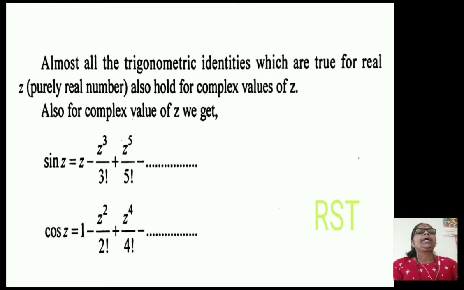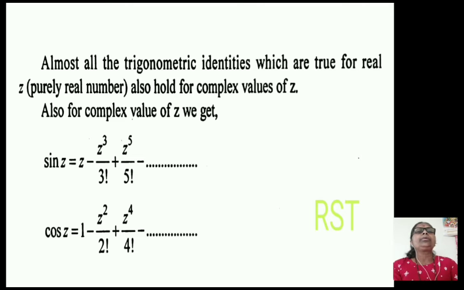Almost all the trigonometric identities which are true for real z, which is a purely real number, also hold for complex values of z. Also, for complex value of z, we get sin z equal to z minus z cube upon 3 factorial plus z raised to 5 upon 5 factorial minus ..., and cos z equal to 1 minus z square upon 2 factorial plus z raised to 4 upon 4 factorial minus .... We get these results for complex value of z also.